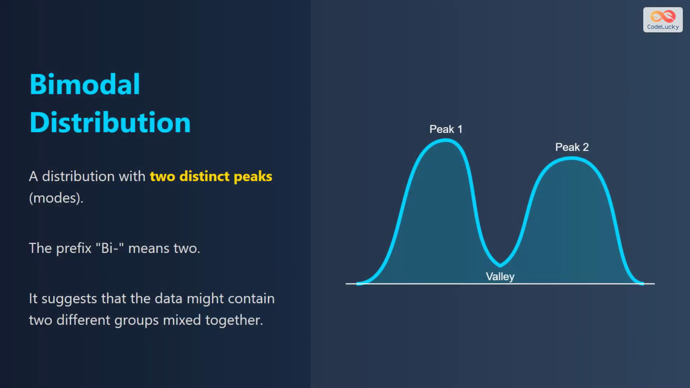However, sometimes you will see a graph with two distinct peaks. We call this a bimodal distribution. The prefix bi means two. It looks like a camel with two humps. This shape often tells us something interesting about the data source.